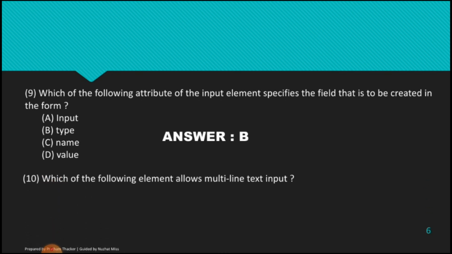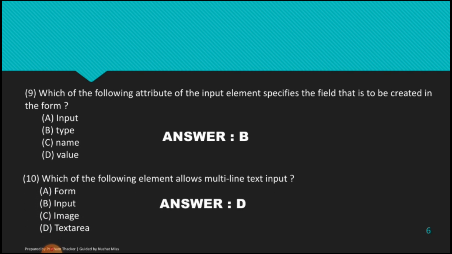Question number 10. Which of the following element allows multi-line text input? Option A form, option B input, option C image, or option D text area. Answer is option D text area.